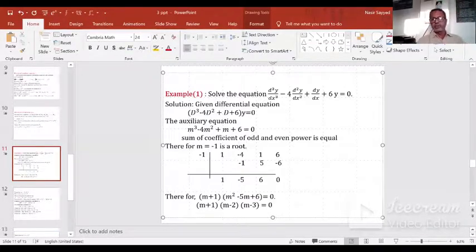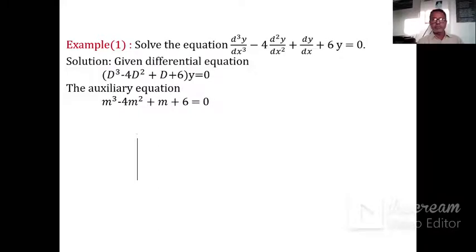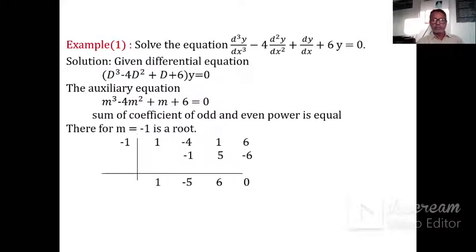And m plus 1 is a factor. To find the other factors, we use the synthetic division method for that purpose. Now collect the coefficients in this order: highest degree coefficient, and then going down with decreasing degrees of the terms and their coefficients. 1, minus 4, 1, 6.